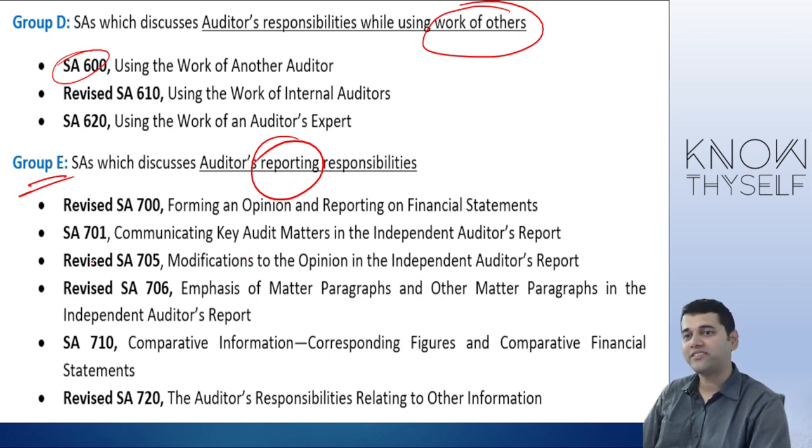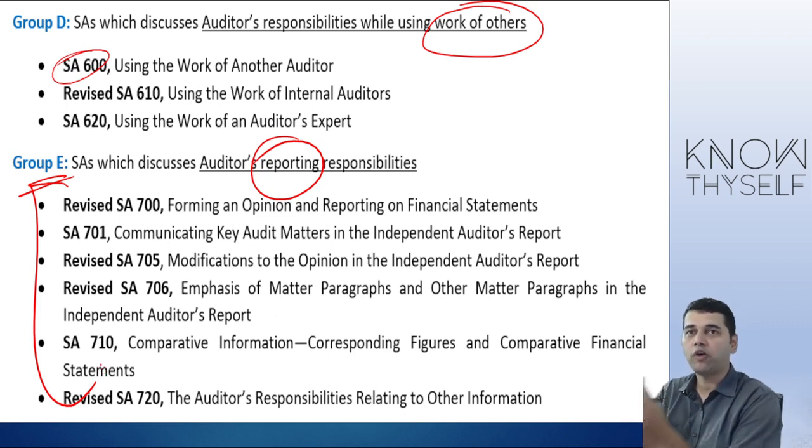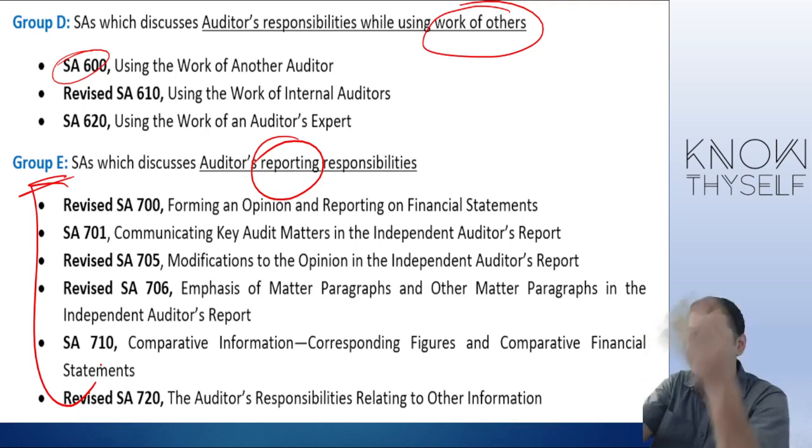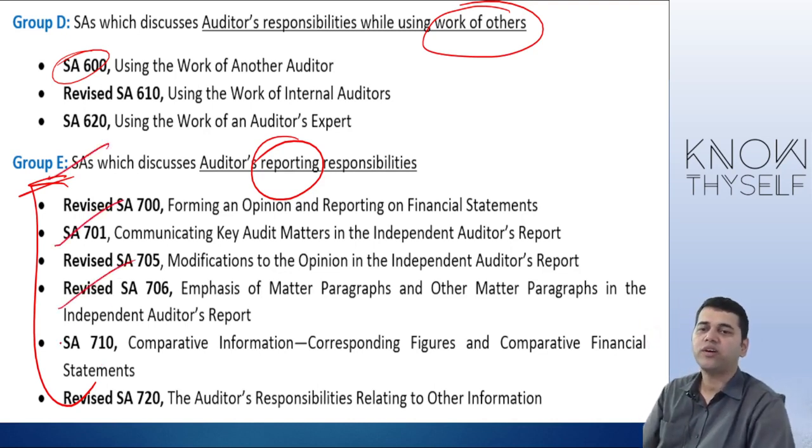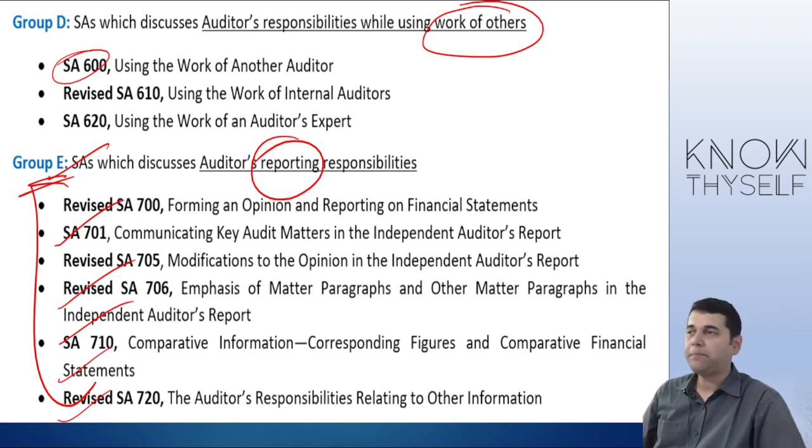And your boss is excellent in this. Everybody has to be excellent in reporting, because our final output is this, no? The opinion we are expressing in the form of a report. So there are 700, 701, 705, these are all the different reporting responsibilities. See, now what happens? There is a flow. You need to understand that flow rather than just seeing one number of a standard.